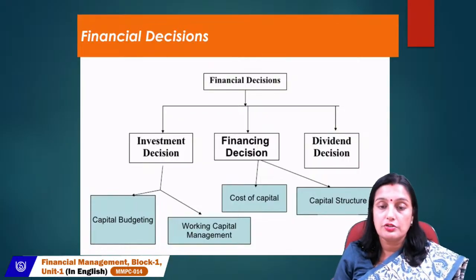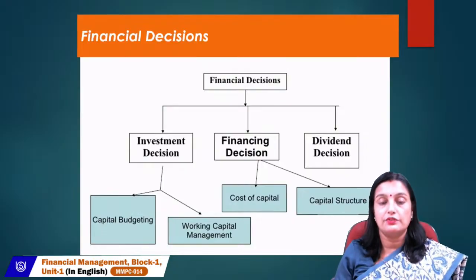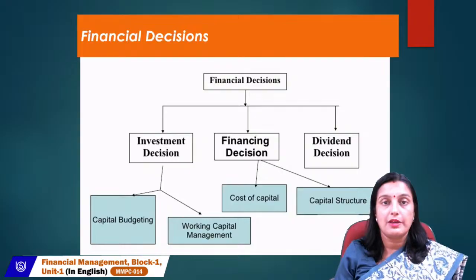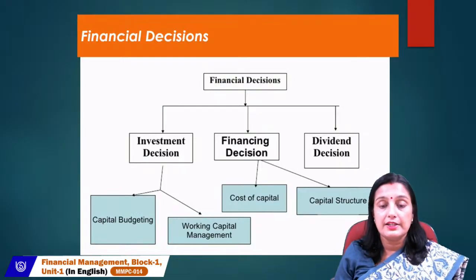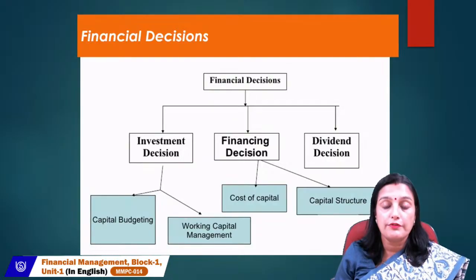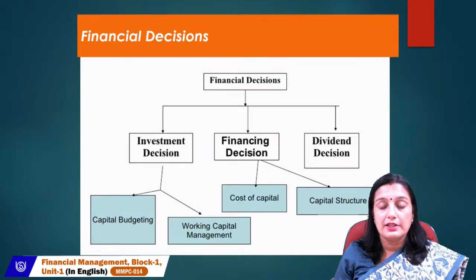Moving ahead to the financing decision, it comprises two parts. One is called cost of capital and the other is capital structure. The cost of capital is the cost involved, the minimum amount of return required from the investment so that you can meet the cost of the fund, right? So cost of capital is nothing but that.